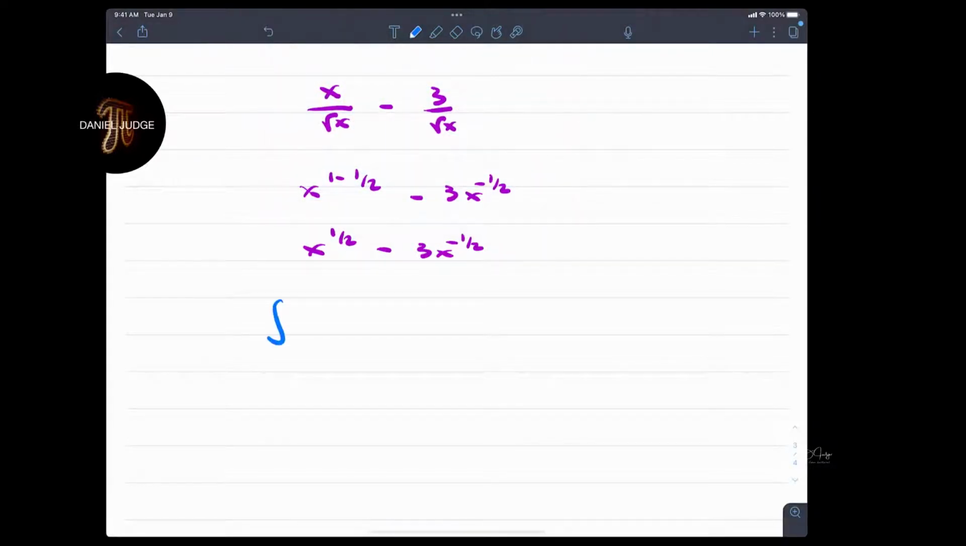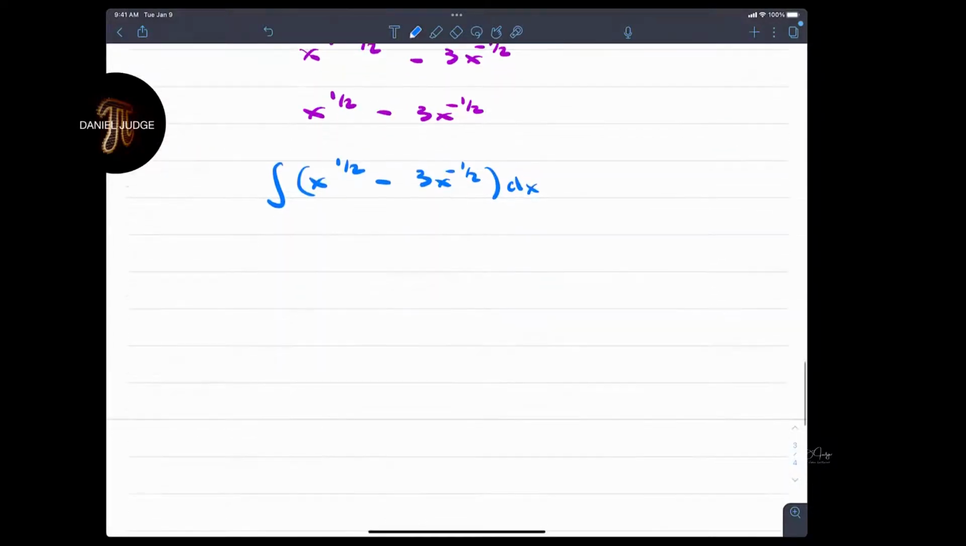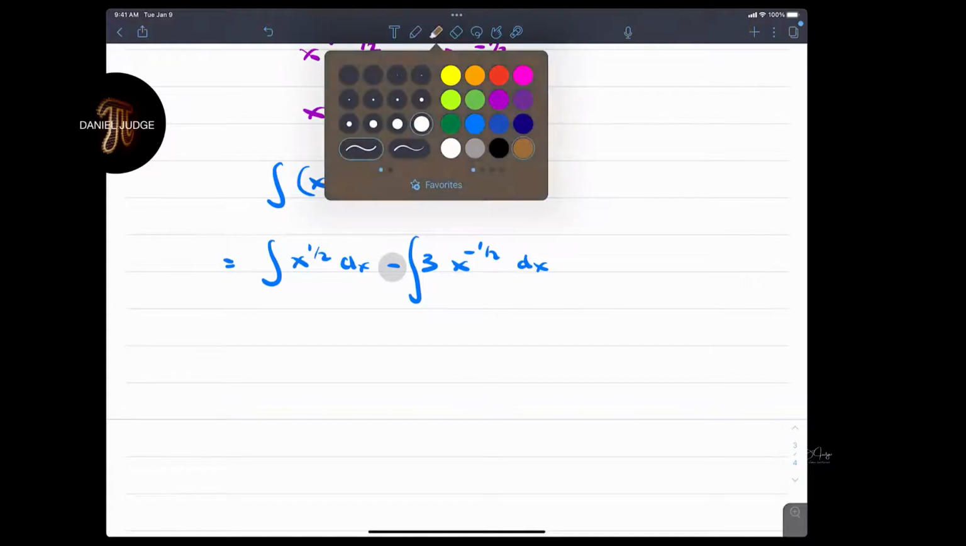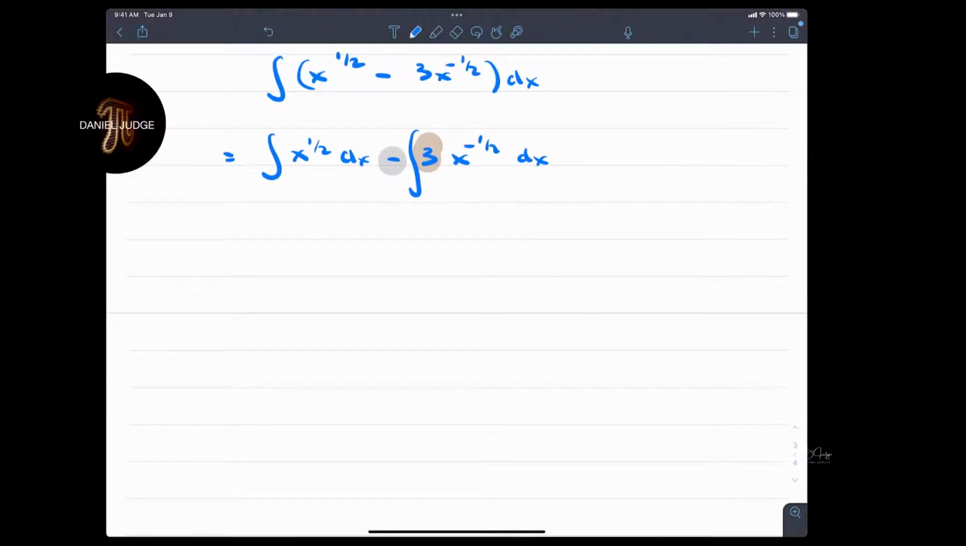So we're integrating here another difference. We do have a property for the difference. Right? So this would be using properties. The integral of x to the 1/2 dx minus 3 times the integral of x to the minus 1/2. This is a difference of integrals. Now I want you guys to also notice you got a constant. So we can pull out that constant now.